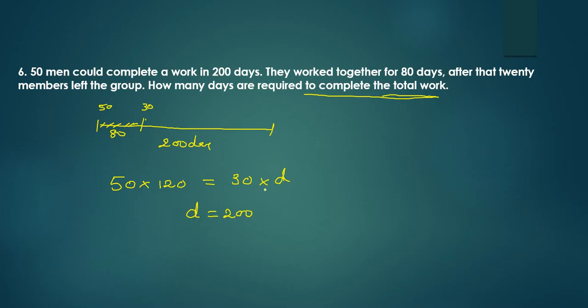But what is the question asking? How many days are required to complete the total work? The total work is being asked. Okay, total work is equivalent to this. From here to here, these 30 people are taking how many days? 200 days. But the work started here. So 200 plus 80. To complete the total work, the number of days required is 280 days. 280 days. Okay.